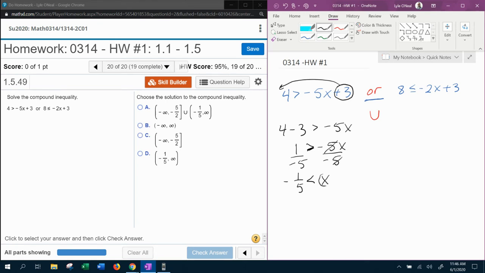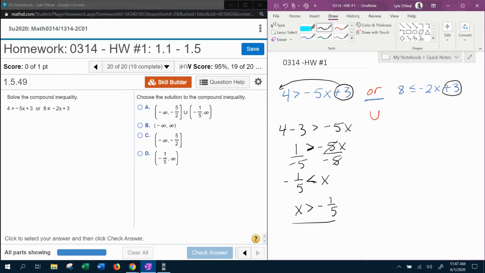And I don't like the fact that the x is on the right. I would really like for the x to be on the left. And so what I'm going to do is take this inequality and flip it around. Notice the alligator eats the x here. If I flip it around, the alligator still has to eat the x. So that says x is greater than negative 1/5. 1 down, 1 to go.